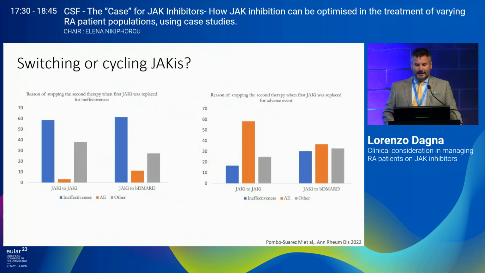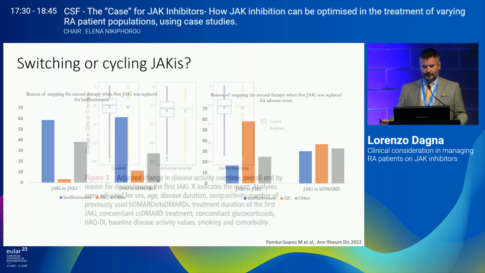Actually, if we sub-analyze the study, it clearly says that if the decision to change the drug was made because the patient experienced an adverse event, the patient may be at risk of experiencing the same adverse event if cycled to a JAK inhibitor. But if the switch reason was poor efficacy, then you have the chance of getting new efficacy by cycling to a new JAK inhibitor.